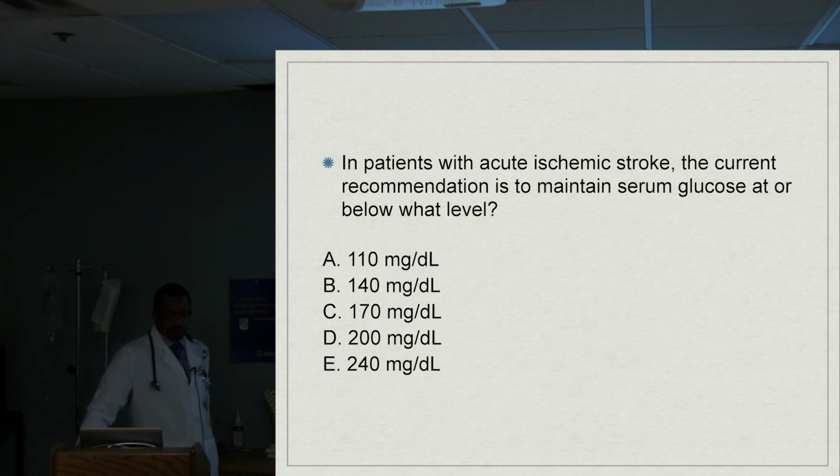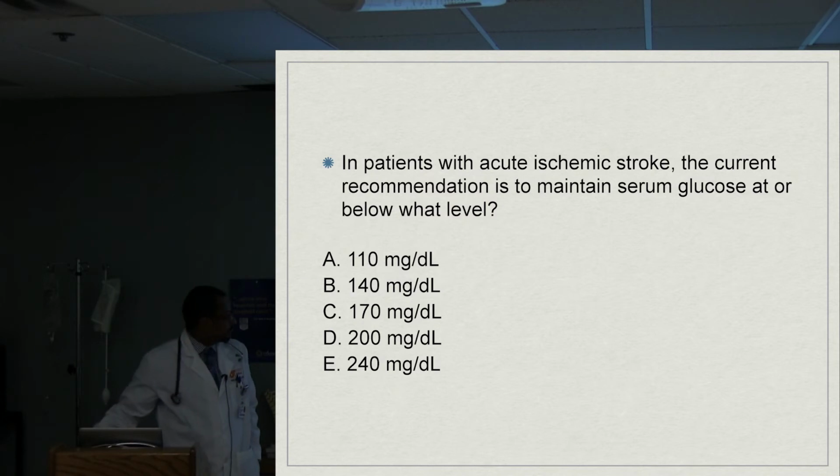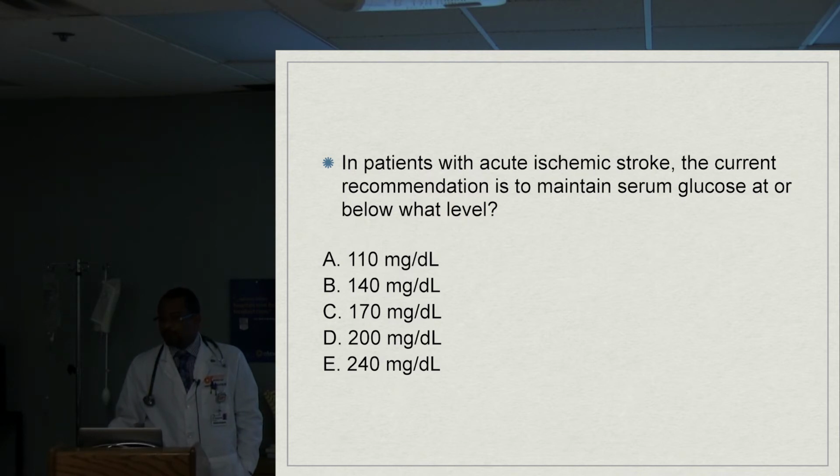Okay, so patients with acute ischemic stroke, I don't know if it was mentioned last time or not. The current recommendation is to maintain serum glucose at or below which level? 110, 140, 170, 200, 240. It should be known, right? Because you're taking care of those patients. So what is your target?